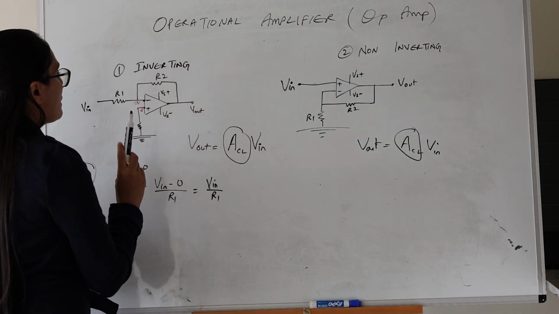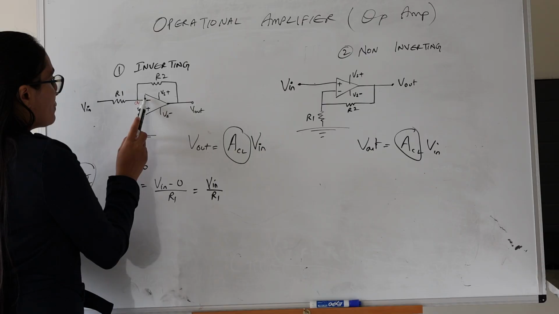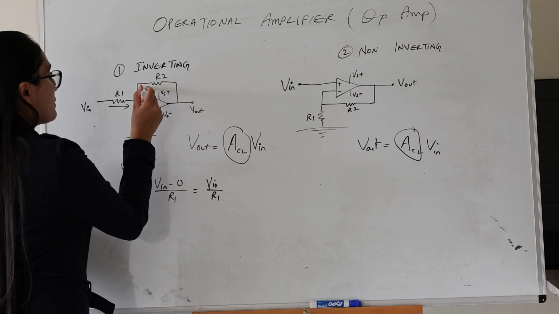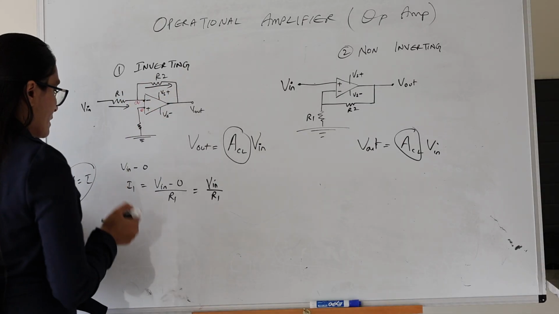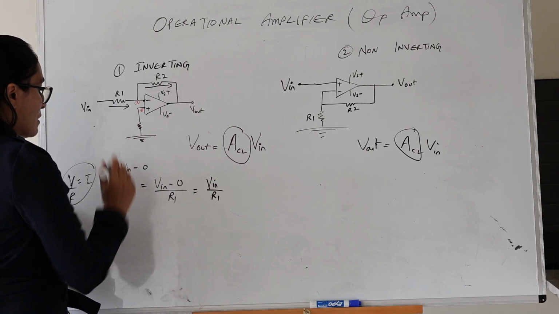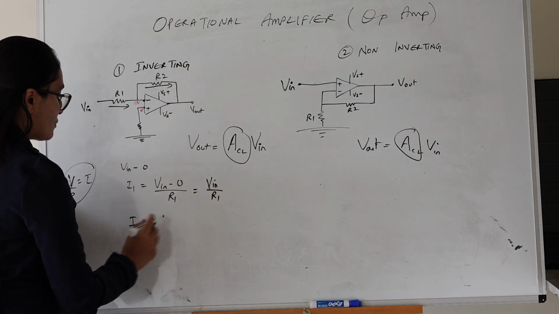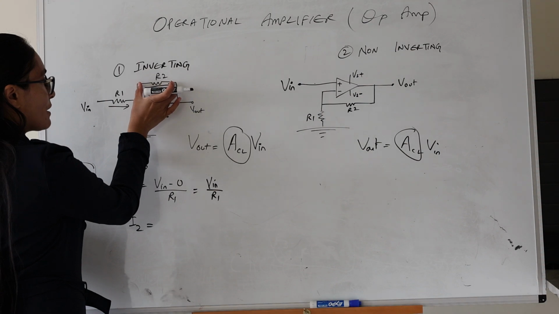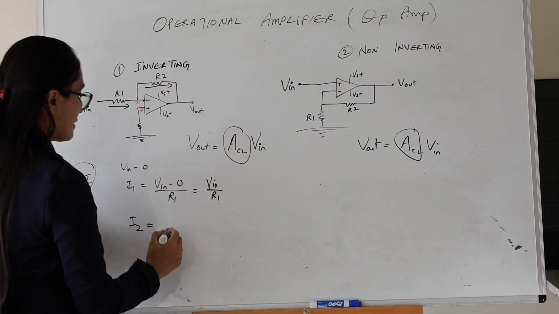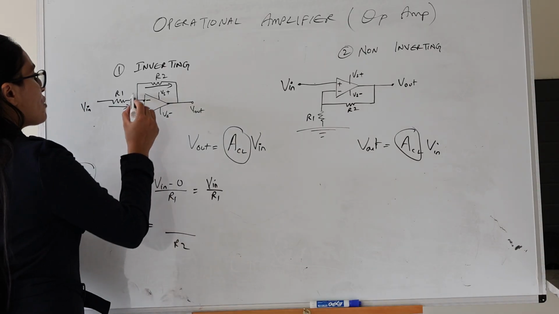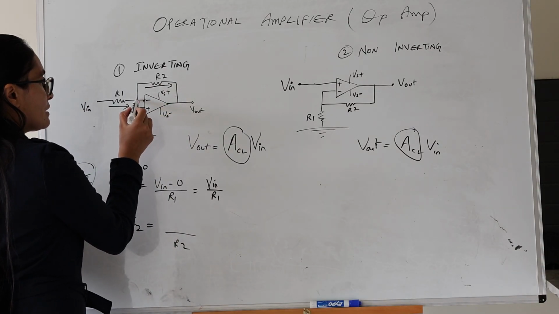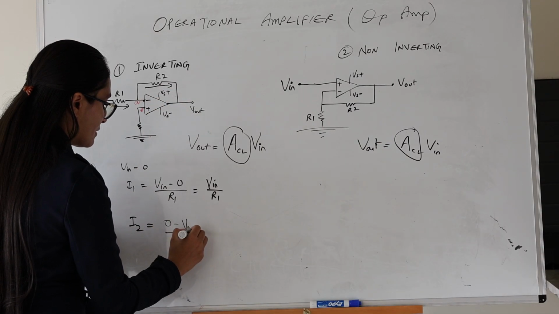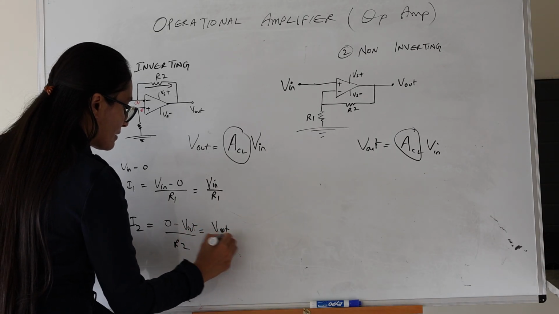Next, the second rule says that no current flows through here. So everything that's flowing here is going to go through this direction. Again, from Ohm's law, I2, the current flowing through R2, is going to be whatever the voltage drop across R2 is divided by R2. Now what's the voltage drop across R2? It is 0 volt minus V out, or we can just say V out divided by R2.